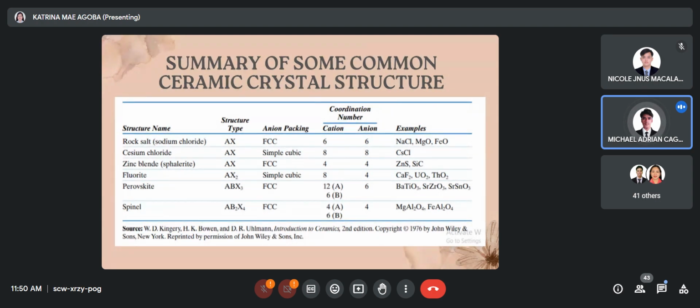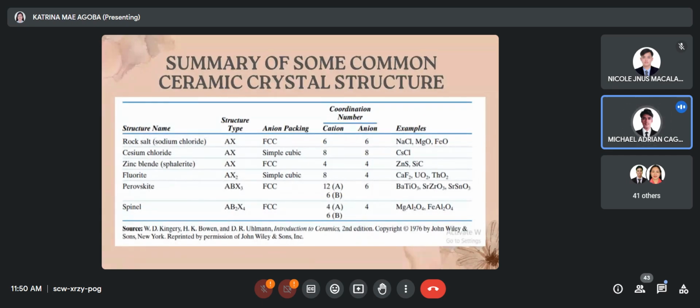For fluorite is AX2. So for every A, there is 2X. Ganun lang po yan. For an ion packing, simple cubic, sa cation is 8 and anion is 4. Perovskite is ABX3. So for every 1A, there is 3X. For anion packing, FCC, for cation, meron siyang 12A na 6B.